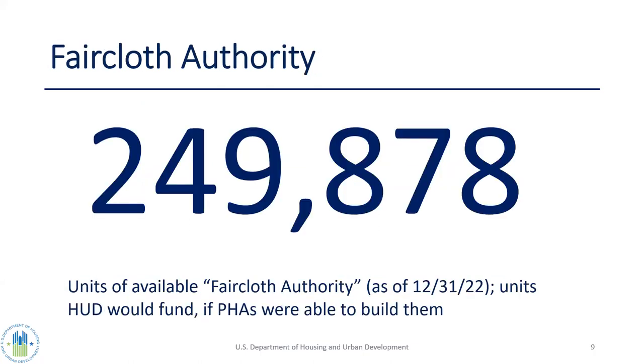And there on the screen is the number of Faircloth units, at least as of a few months ago. The number is probably a little bit higher now, actually, because there have been more Section 18 actions since that have not been offset by new Faircloth development. But that's this here on the screen, over 249,878 units that if housing authorities build under the public housing process, HUD will fund. So this is HUD will fund, it will turn on operating fund and capital fund subsidy for them.